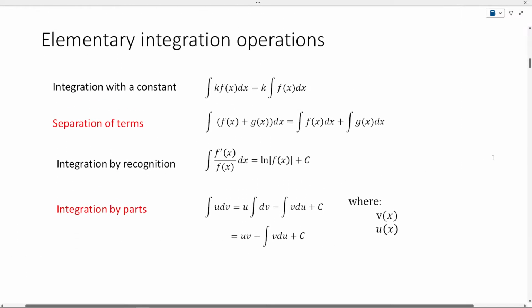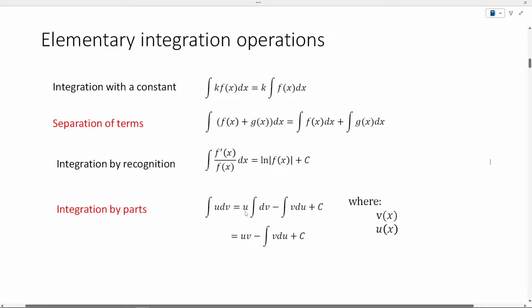Integration by recognition, we did this already. If you have a function and the derivative of this function, that will give you the ln of this function. So that is also another integration operation, like a method or a trick you can use to solve integration problems. And integration by parts, this will be a new topic that we will be covering here.